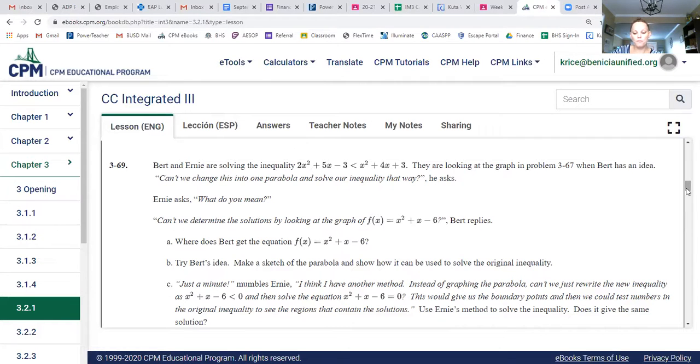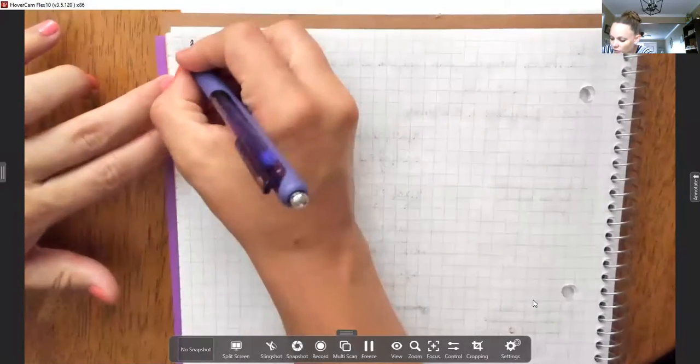So, if we have 2x squared plus 5x minus 3 equals, I'm writing it as equals. So if we get this equation equal to 0, that's where it's going to come from. So we're just going to show where it comes from here.